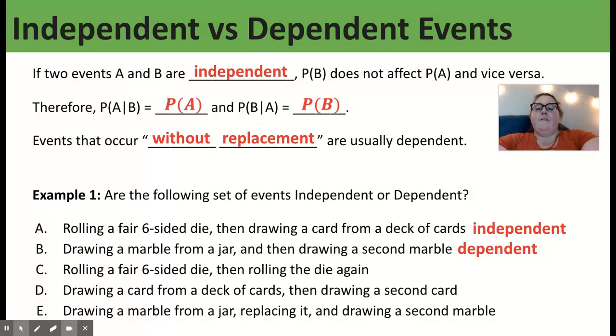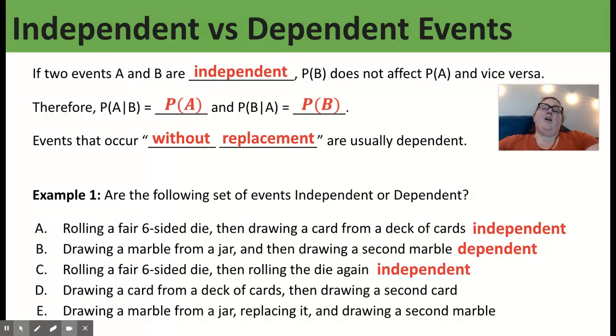Part C, rolling a fair six-sided die and then rolling it again. When I roll a die, it's not like if I roll a 6, the 6 disappears and I can no longer roll a 6 again. All the sides are still there. Every time I roll that die, I have the same chance of getting any side. So that would be independent.